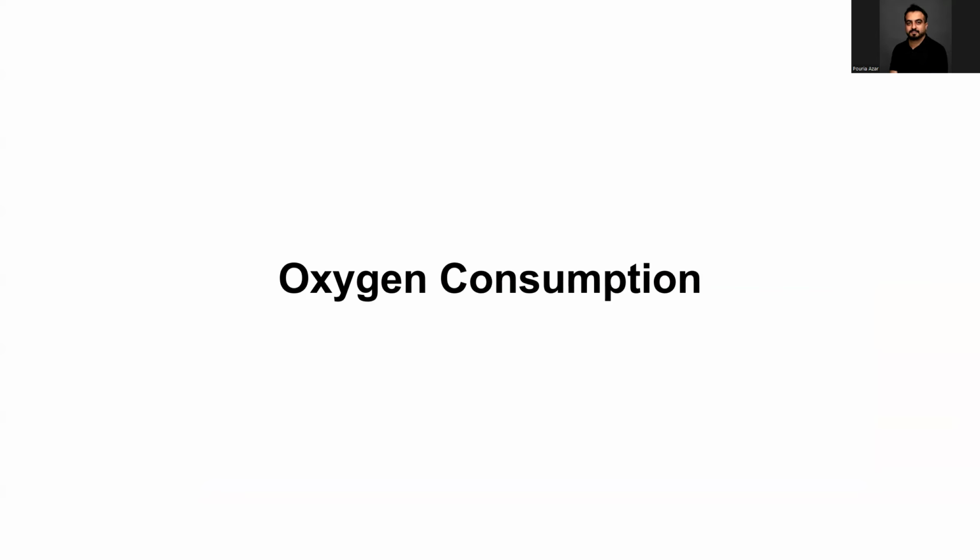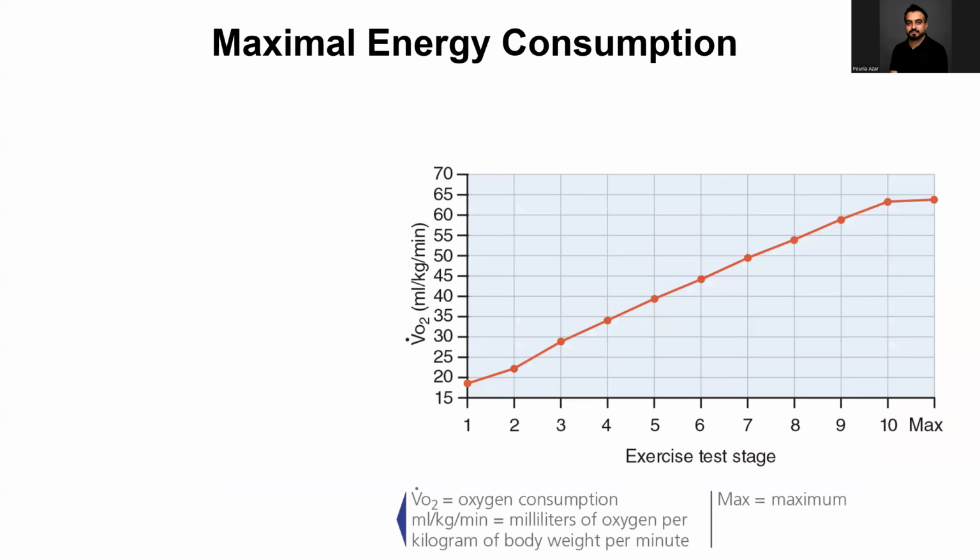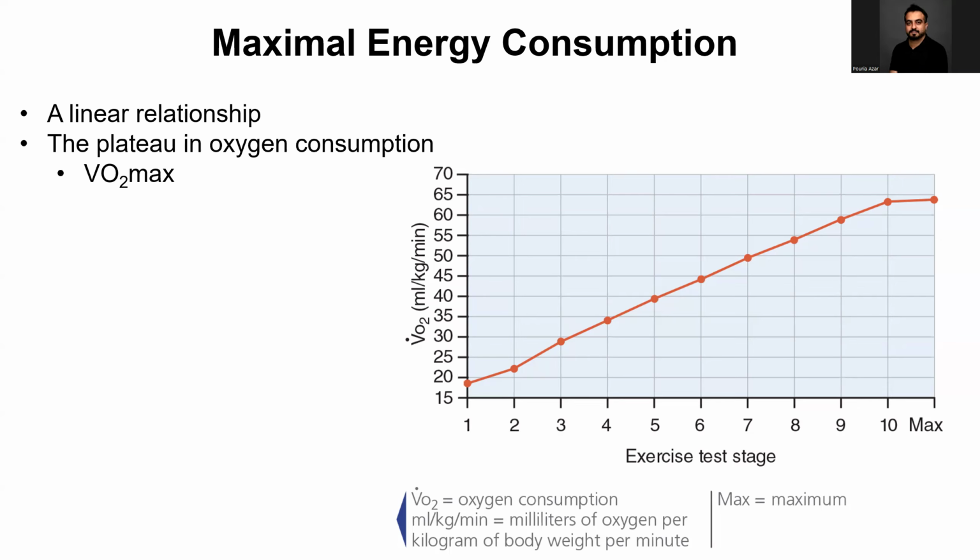Oxygen consumption. We have maximal energy consumption, and this graph shows that. In the x-axis, we have exercise test stage and VO2 in our y-axis. There is a linear relationship between exercise test stage and VO2. But after a while, it plateaus out, which we call VO2 max.